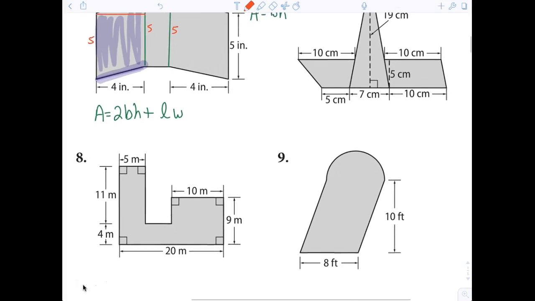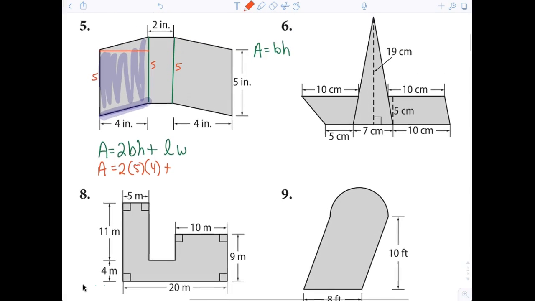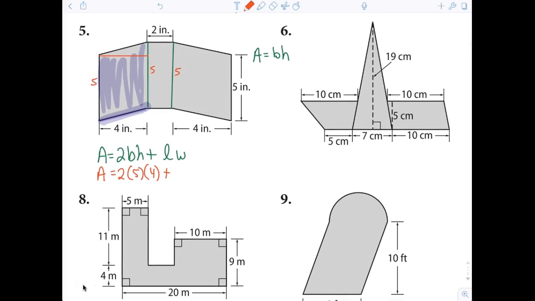So we would say now area equals 2 times 5 times 4 plus, what's the length and width of the rectangle? Yep, 2 times 5. Now you do not need a calculator for that. Don't embarrass yourself by plugging that in on the calculator. All right, you definitely need a calculator for the first part. So we'd say 50 what? Inches squared. 50 inches squared.